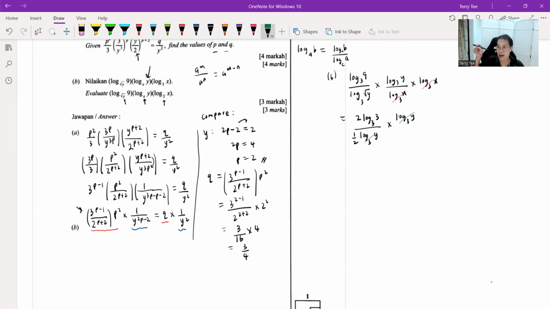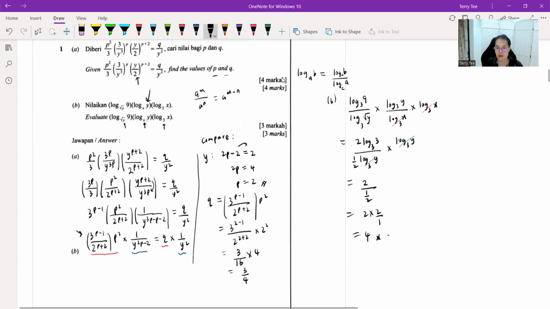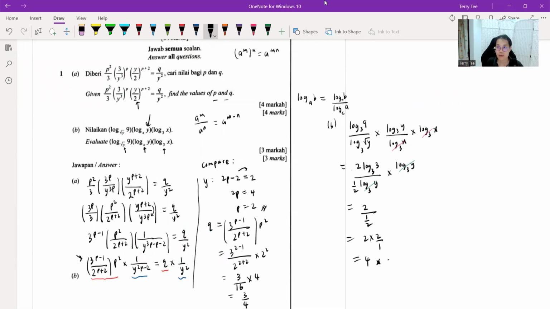Once you bring the power half in front, and we know log base 3 of 3 is 1, so we have to divide by half. Well, 2 divided by half is the same as 2 times 2 over 1. Well, my answer is just 4. There you go. That's the answer for question number 1.